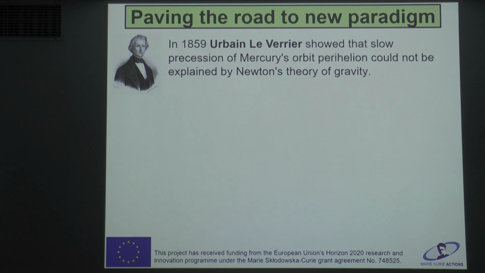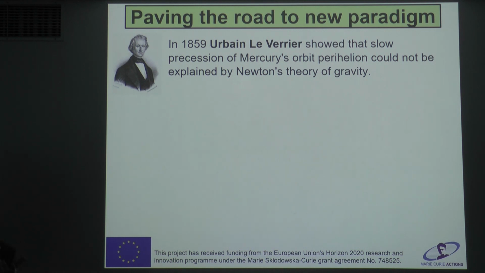And only after 2 hours, it was discovered by the German astronomers, unfortunately, whose name I don't remember. So it was Neptune. So this idea of testing theory of gravity was actually already having a success. A few years later, Urbain Le Verrier, a French mathematician, showed that the slow precession of Mercury's orbit, perihelion, could not be explained by Newton's theory of gravity.